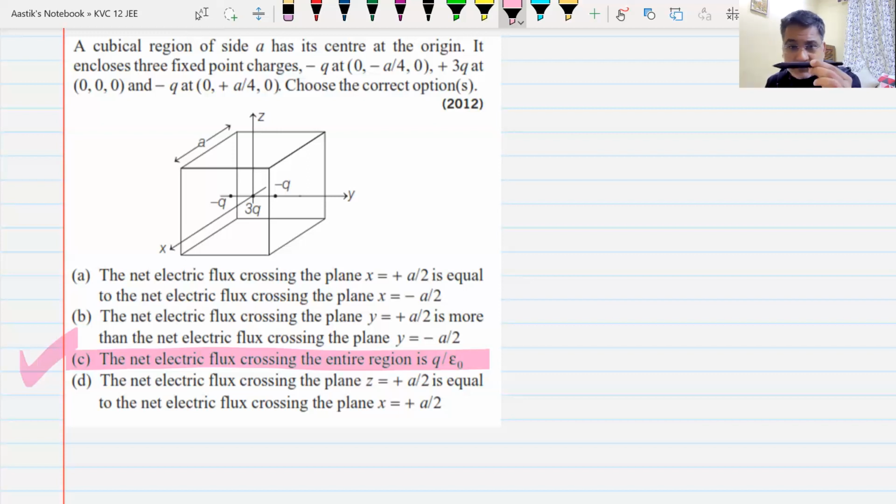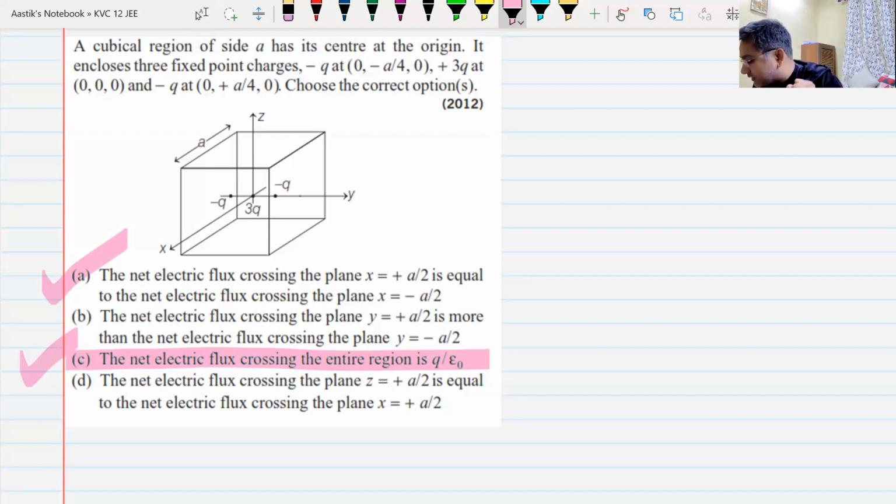Symmetry. That's what you have to see. Is option A correct? Yes or no? They are symmetrical with respect to them, right? The only two charges you have to understand, because the rest of them are all same. So option A is correct. Do we understand this? Symmetry. Nothing else but symmetry. Let us now look at the second option.